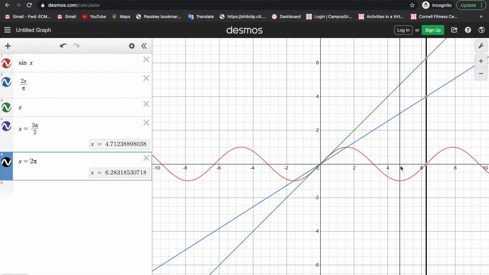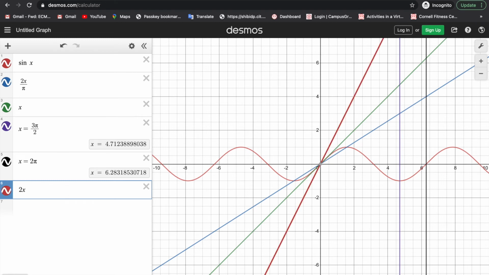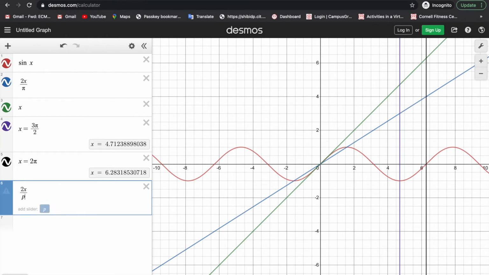So this area between the purple line and the black line is what we're interested in, and sine is obviously negative here. So can we get quantities like these, like 2x over pi or even x? Well, let's try 2x over pi.